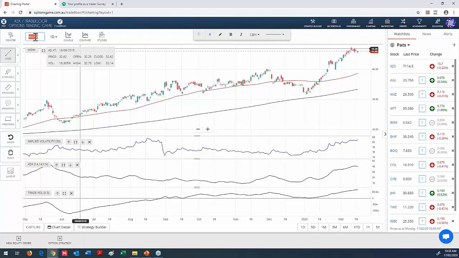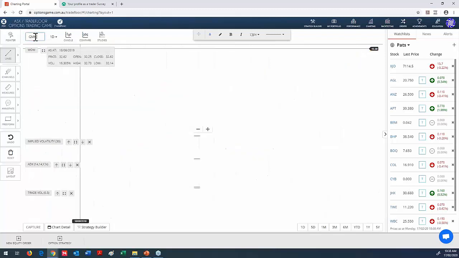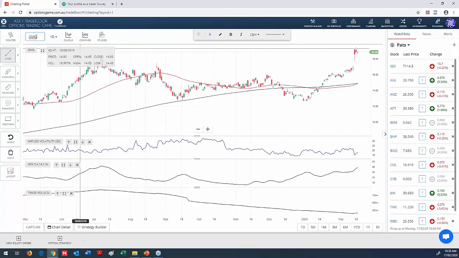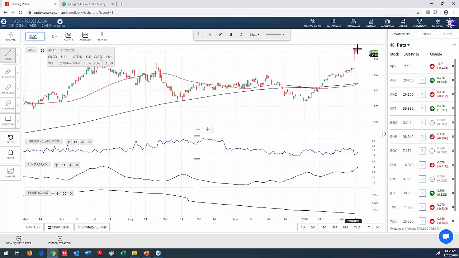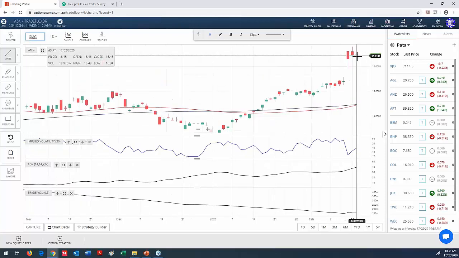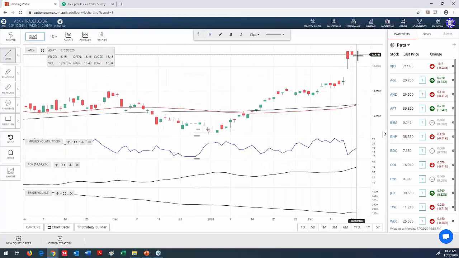We'll have a look at Goodman Group. Had some positive half-yearly results come out. Had a bit of a big jump up, and then the sellers came in. And then the next day, a bit of a jump, a bit of buying pressure, and then the sellers came back in. And today, we're just sitting right around this $16.45 mark, which seems to be a bit of a support at the moment for Goodman Group.